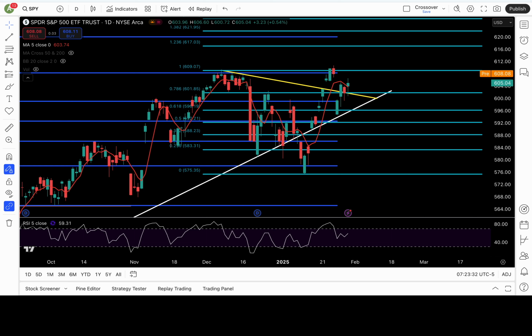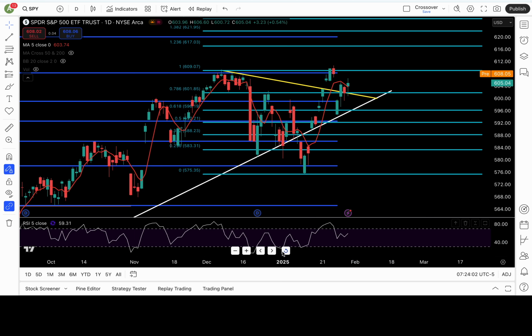FOMC is over. It was a bit of a disappointment. It ended up being a choppy day, but for my Discord members, Uncle talked about how we had the inside candle setup. The levels that Uncle was watching were 604 and 605.5. That was based on the 5 daily moving average and the mother candle's high, which was January 28th's high. Yesterday, we closed just below the mother candle's high.